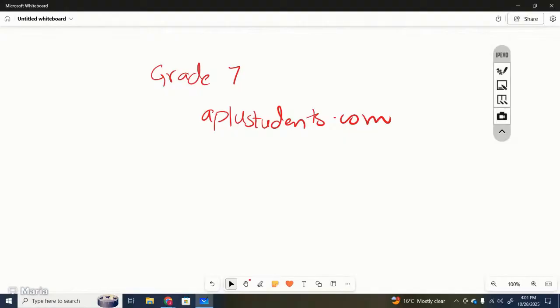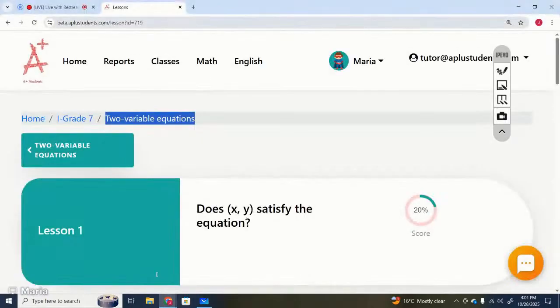Then you have to select math from the subject tab. Scroll down to grade 7 math and then click on view all lessons. There you can find the list of the chapters. We're going to start with the chapter two variable equations.